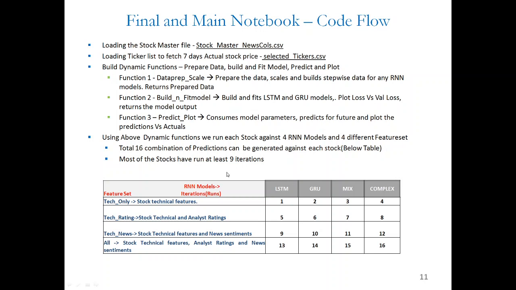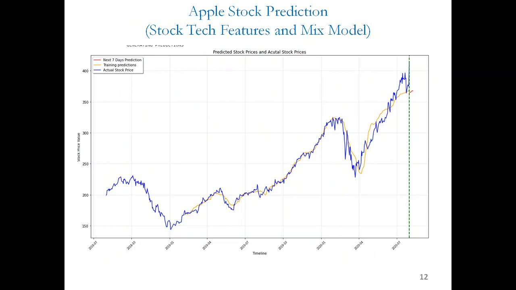So the next one, I've tried to give at least 9 iterations, 9 of these combinations, for any stock. This is the prediction data for the stock, modeled against only the stock tech features, and the mix model, which is the GRU and the LSTM. Here we see the yellow line going across, which is the training prediction. My model is predicting pretty close to the actual stock price. This means the model has learned really well from the data.